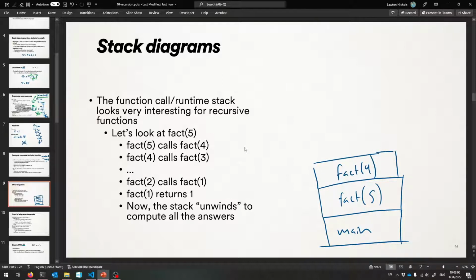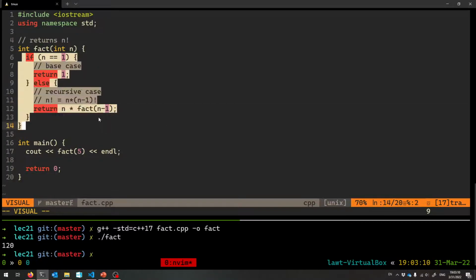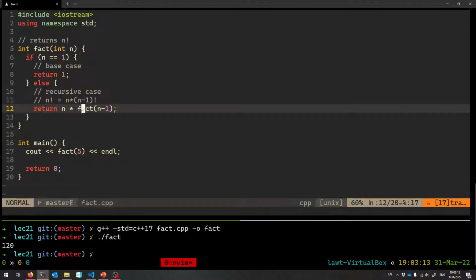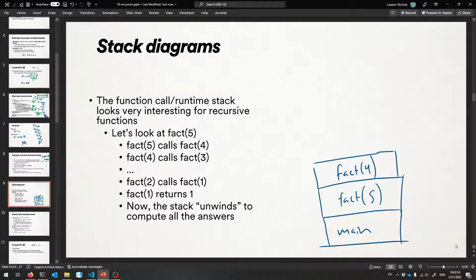And then similarly, fact of 4 is going to be like, okay, now we're up here with n being 4 again. It's another call to the same function. But now n is 4, and we need to go to the recursive case again. Return 4 times 3 factorial. So we need to go off and compute, hey, what's 3 factorial? So we can then finally give back the answer for 4 factorial, so that we can then finally give back the answer for 5 factorial.